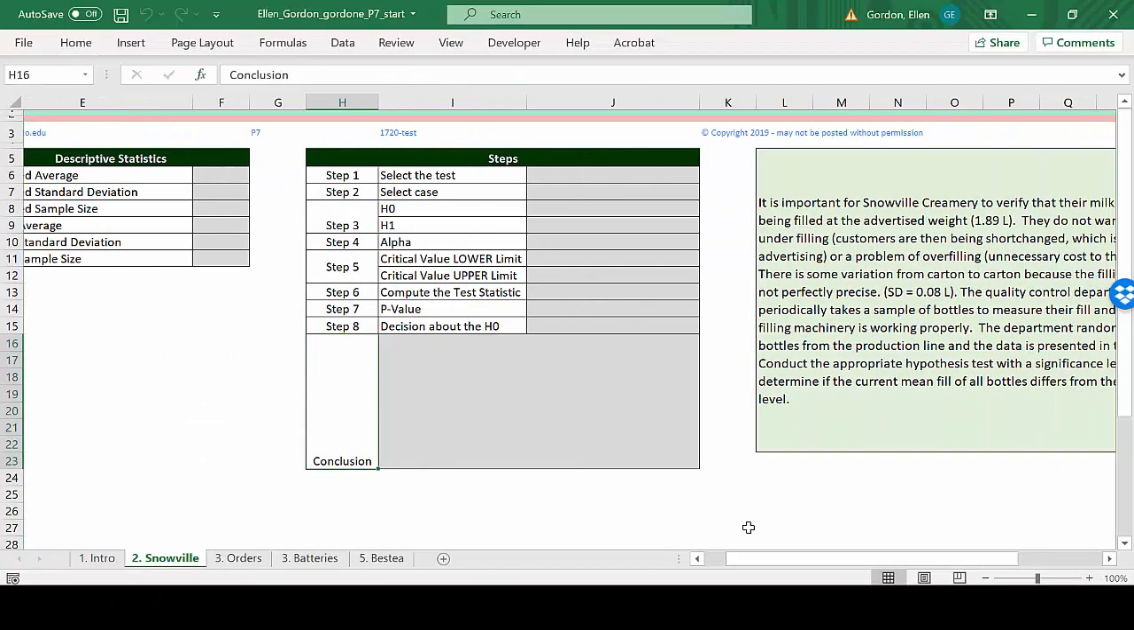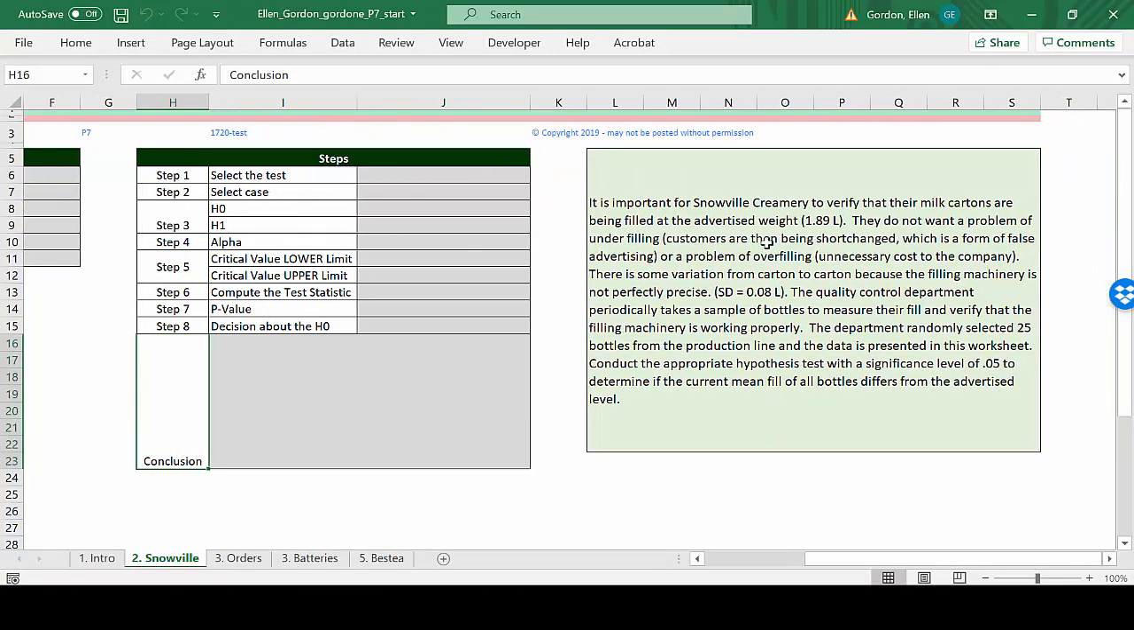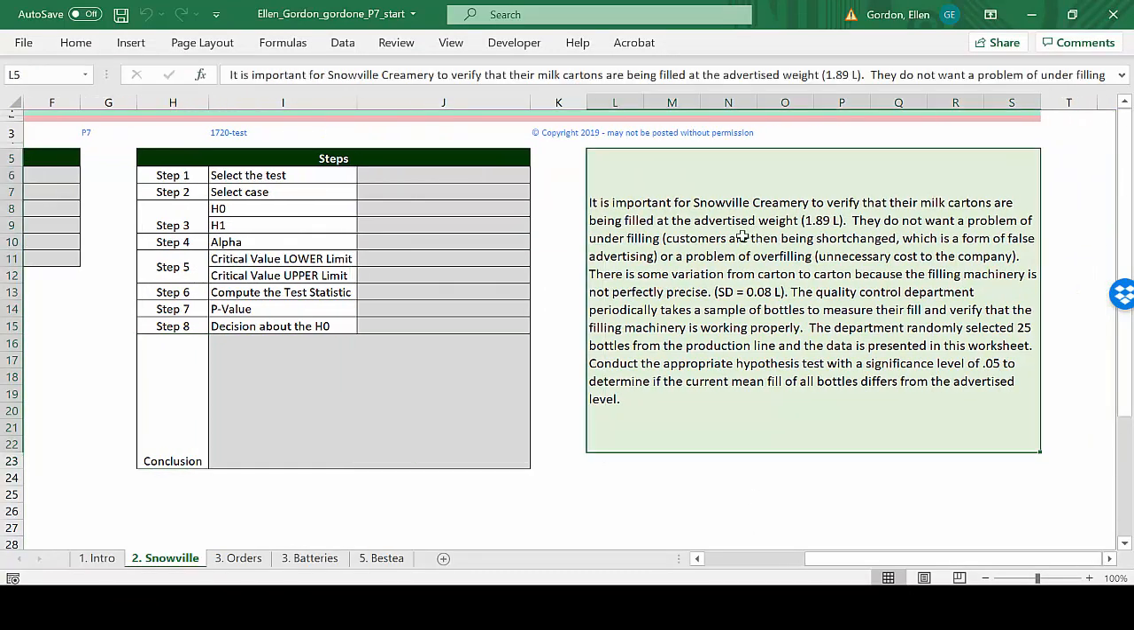If you refer to your prep assignment, you can see over to the right, there's the research description. I have already introduced you to the problem. Here it says the quality control department periodically takes a sample of bottles to measure their fill and verify that the filling machinery is working properly. They randomly select 25 bottles from the production line, and the data is presented in this worksheet. Conduct the appropriate hypothesis test with a significance level of 0.05 to determine if the current mean fill of the bottles differs from the advertised level.